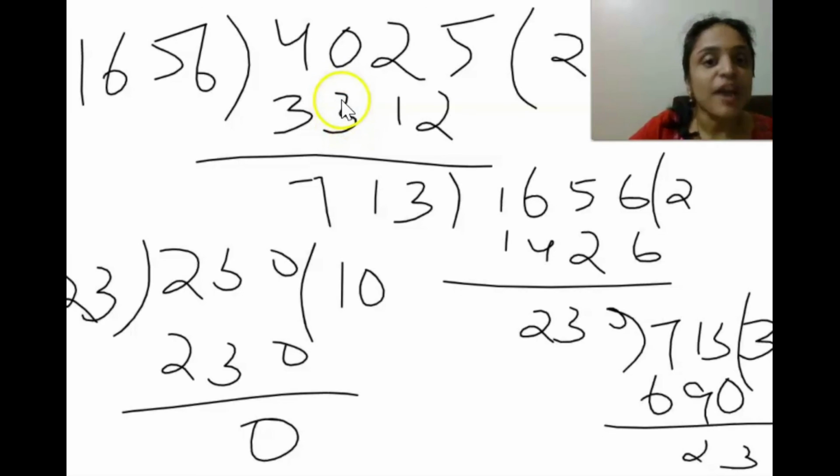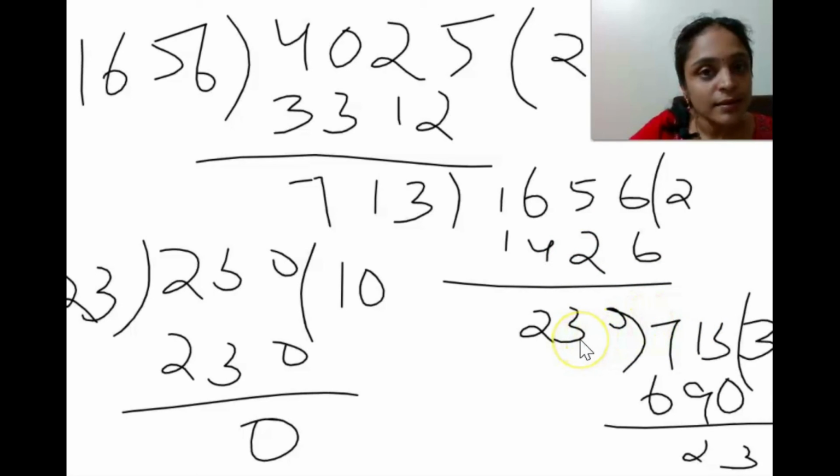Okay. Next is find the HCF of 4025 and 1656. 1656 will go in 4025 two times and 1656 into 2 is 3312. Okay. Now remainder is 713 and this becomes the divisor and take this 1656 as the dividend. Now 713 will go in 1656 two times and 713 into 2 is 1426. Now what is the remainder? 230. 230 is the remainder.